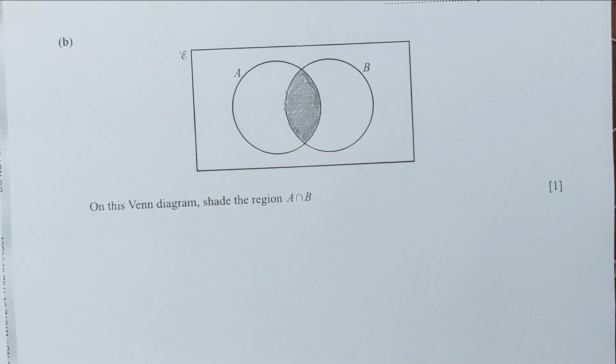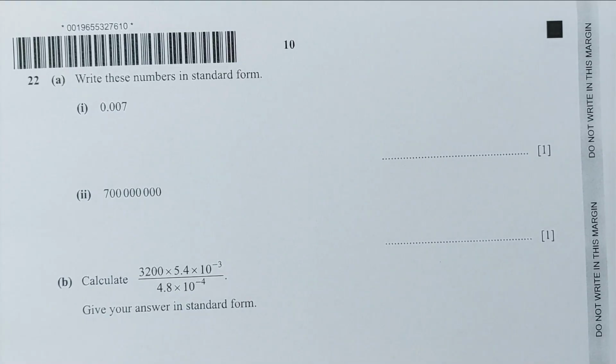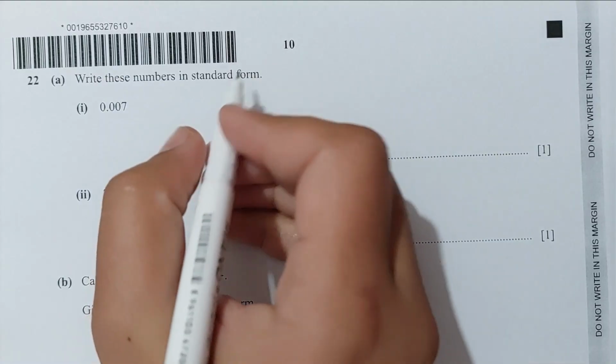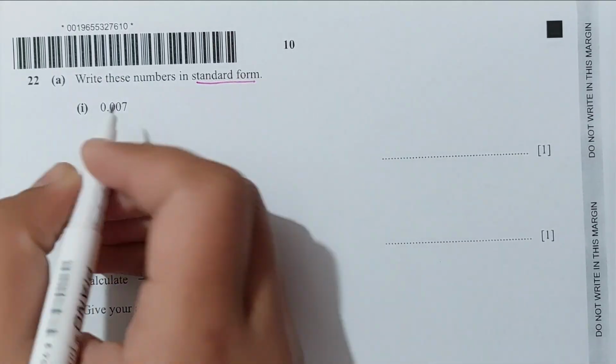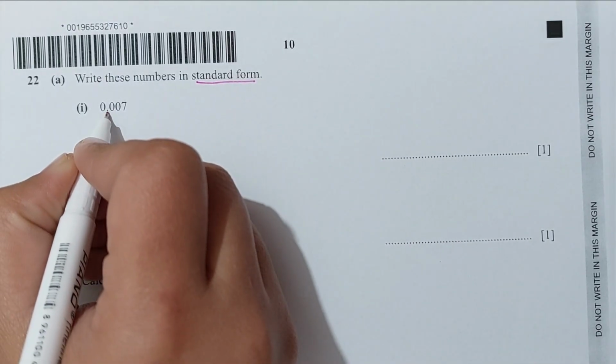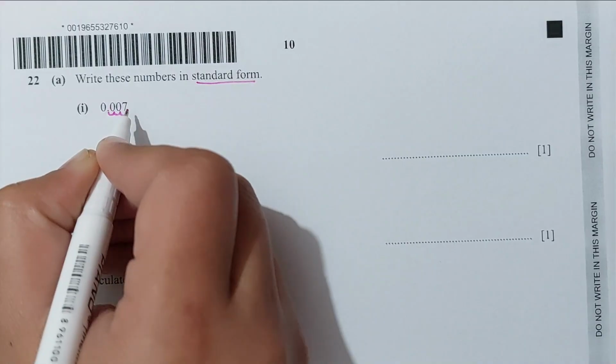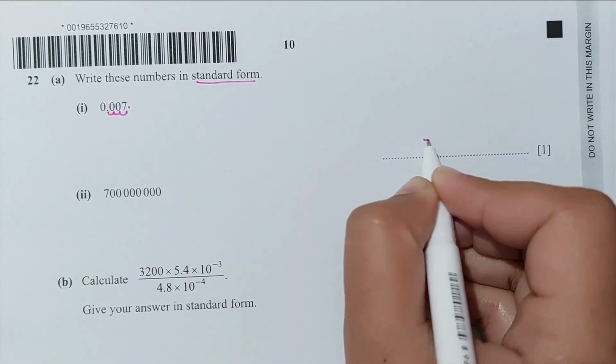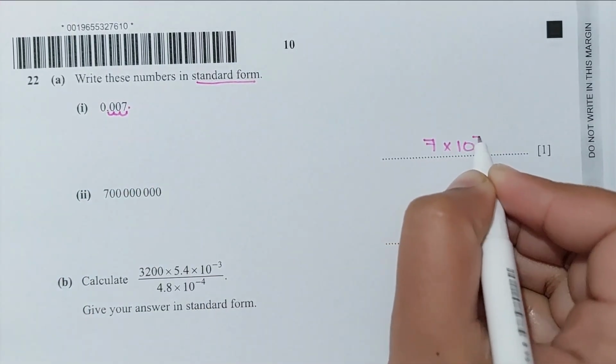All right. Question number 22, part A. Write these numbers in standard form. We have to convert all of them into standard form. Number 1, moving the decimal point 1 unit, 2 units, and 3 units to the right. So 7 times 10 to the power negative 3.